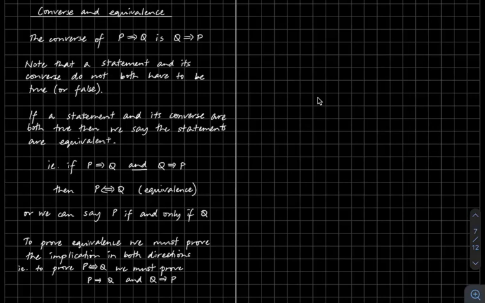Now, to prove that two statements are equivalent, we need to prove the implication in both directions. So to prove that P and Q are equivalent, we must prove that P implies Q and that Q implies P. In other words, we must prove if P is true, then Q is true, and we must also prove if Q is true, then P is true. So let's think of a couple of examples, and these will be relatively simple.